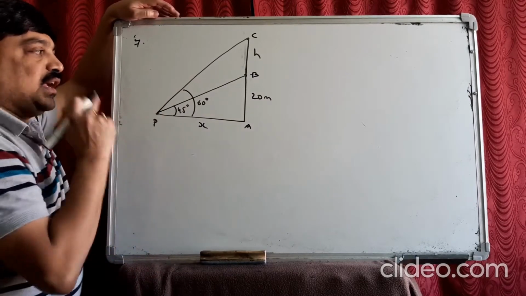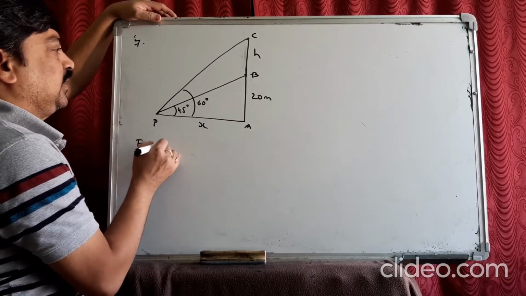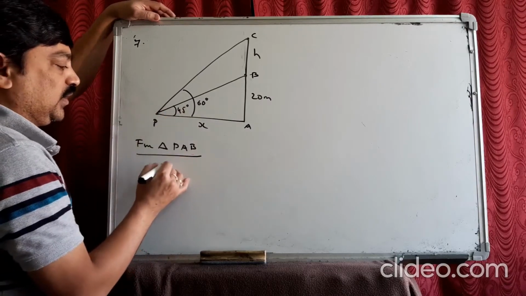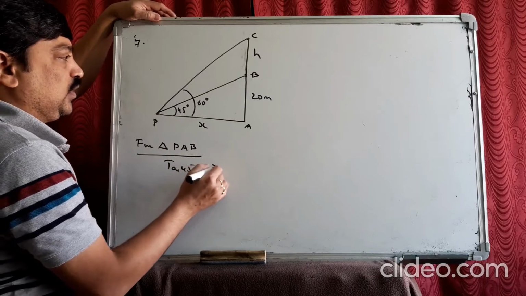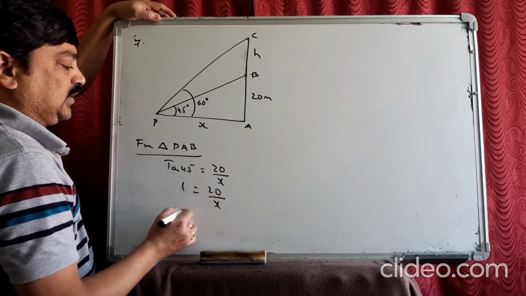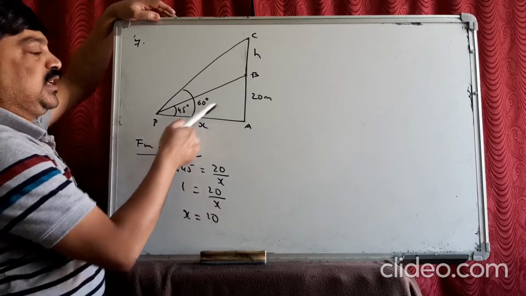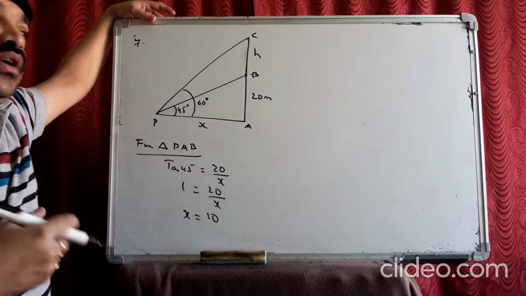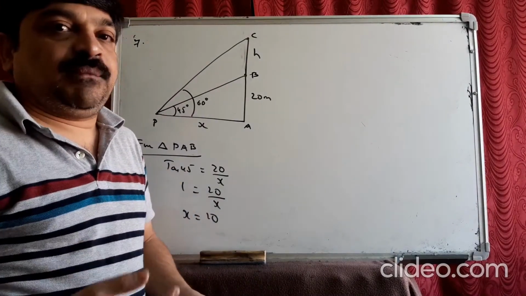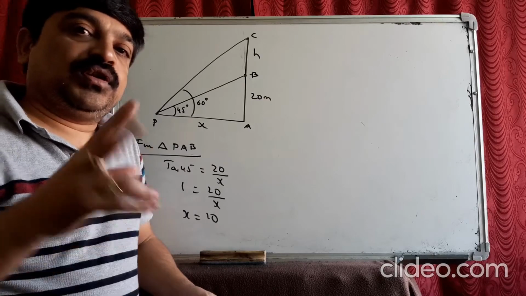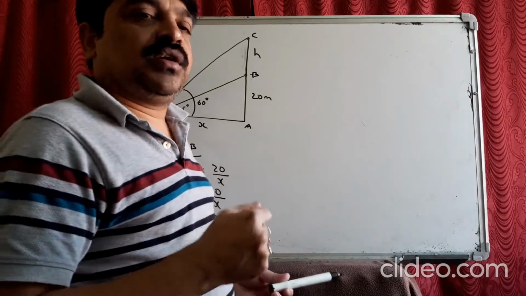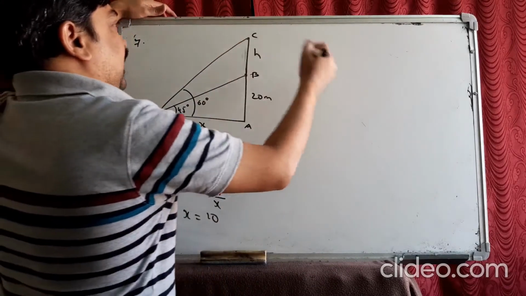Now we take the small triangle first. From triangle PAB, if I apply, the angle is 45 here, tan 45 is equal to 20 by x. Tan 45 is 1, 20 by x. So x is 20 because tan theta is opposite by adjacent. See, why you may have a doubt about why we are taking tan, sir. That depends on the available sides. If opposite and adjacent are available, you can take tan or cot. I am taking tan, which is comfortable. Cot is also comfortable.